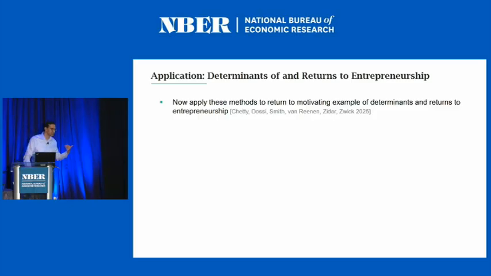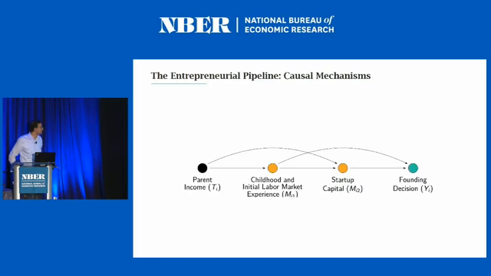So I'm going to return to that motivating example I started out with on the determinants of and returns to entrepreneurship. You remember we had this DAG, where there was parent income that might affect various intermediate factors like early labor market experience, startup capital, and ultimately affect whether you start a business or not. And so I want to show how we're going to use the techniques that we talked about in the past couple of hours from the mediation literature, from the surrogacy literature, to make progress on this problem and show you how thinking carefully about those methods actually matters for the conclusions you get in this context, and I suspect a number of other contexts we all work in.